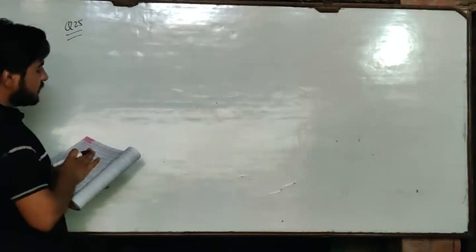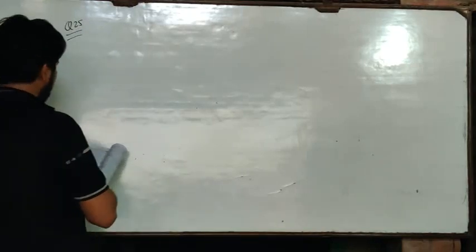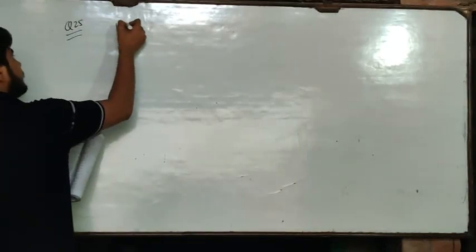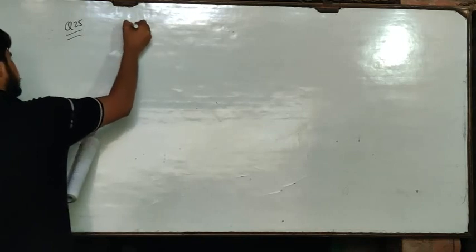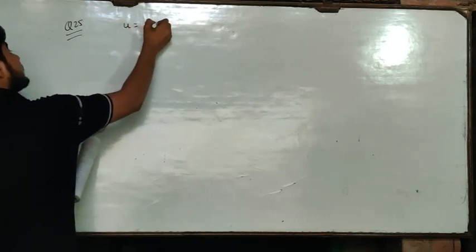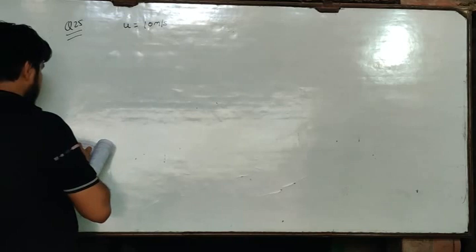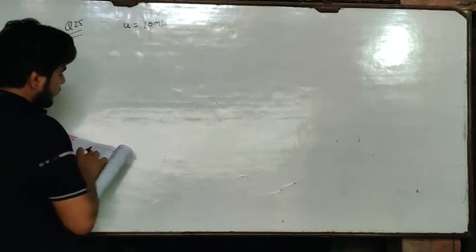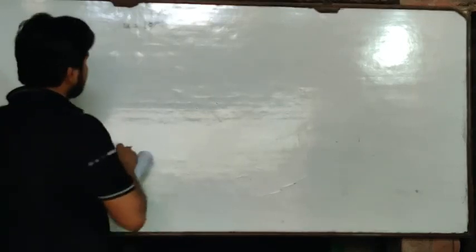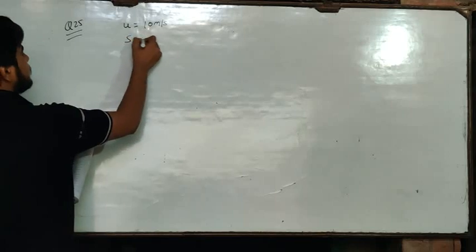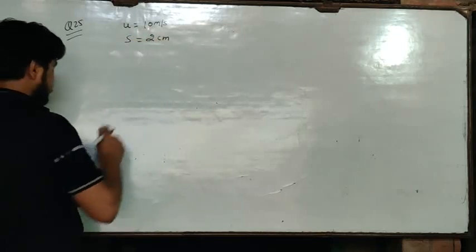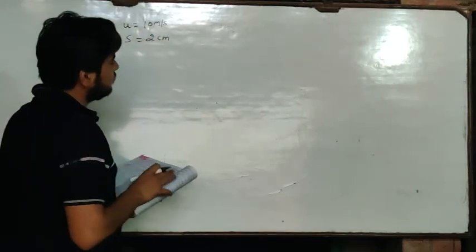A bullet moving with 10 meter per second hit a wooden block. U is equal to 10 meter per second, and it hit a wooden plank. The bullet is stopped when penetrated 2 cm deep. S is equal to 2 cm. Calculate the retardation of the bullet.